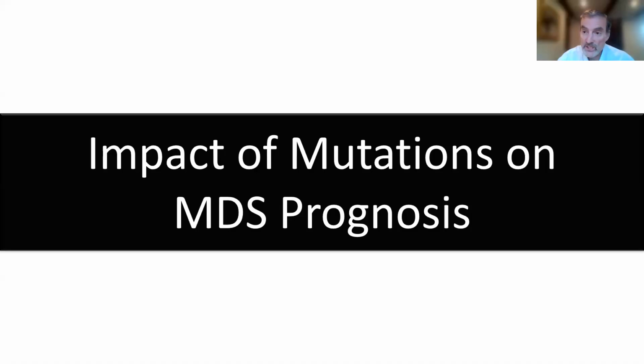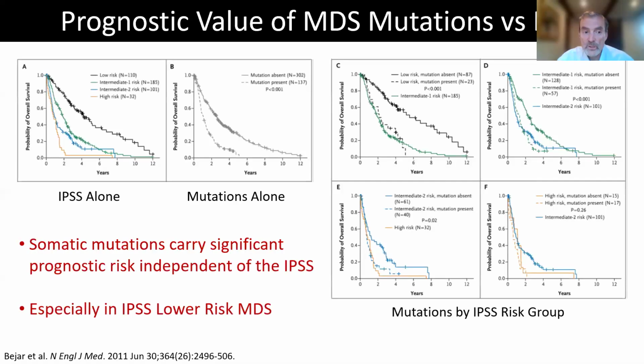So, how do we know that mutations impact prognosis? Well, one of the studies that we did many years ago was looking exactly at that, where we sequenced patients with MDS to identify what DNA mutations they had. And we said, do the mutations tell us something about the patients that we didn't know already?